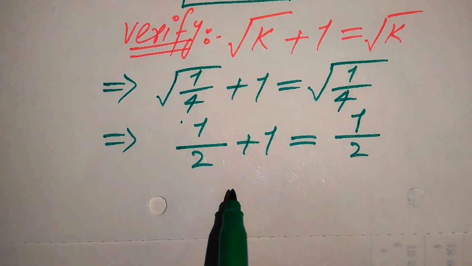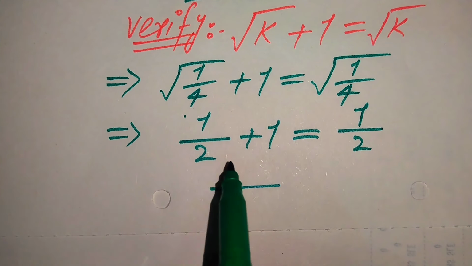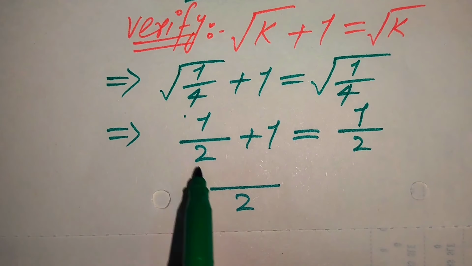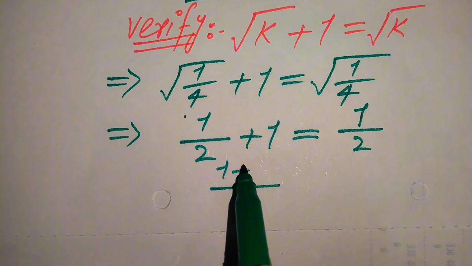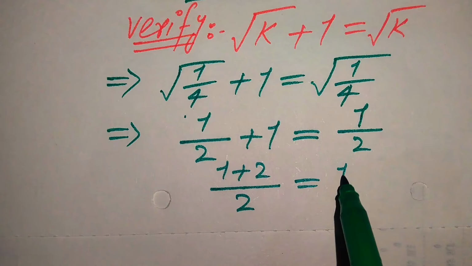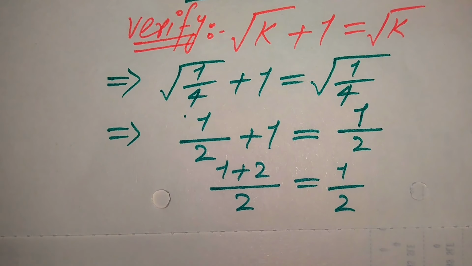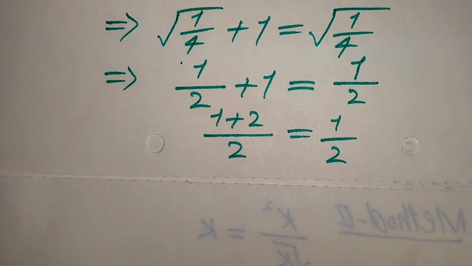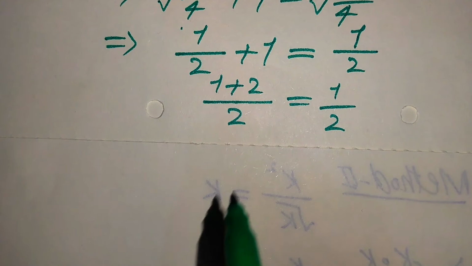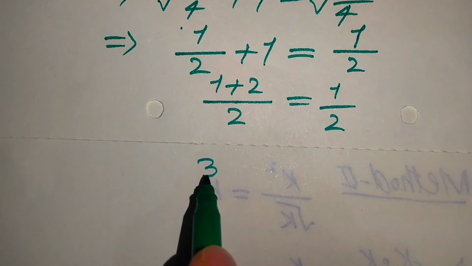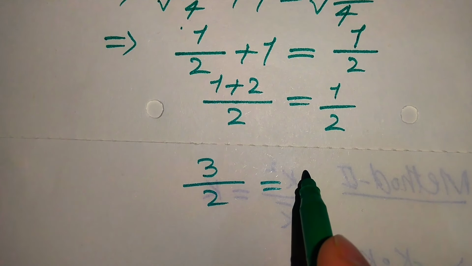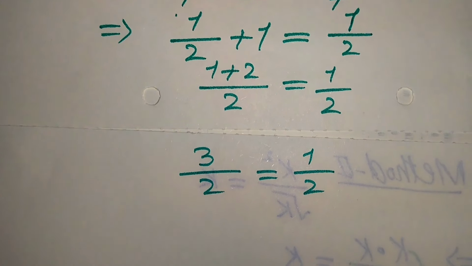So here we need to take the LCM on the left hand side, and the LCM becomes 2. So this 2 and 2 are gone, and we get here 1 plus 2 is equal to 1 divided by 2. So in the next step, we have 2 plus 1. This 2 plus 1 becomes here 3 divided by 2 is equal to 1 divided by 2.